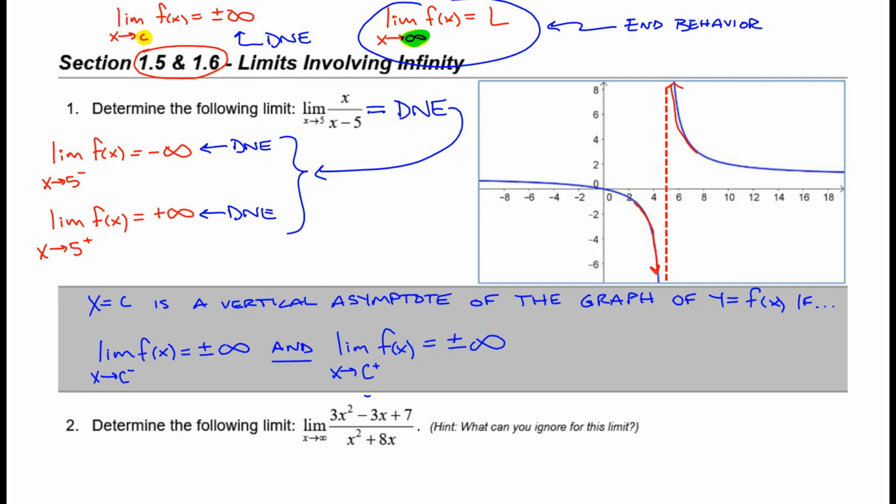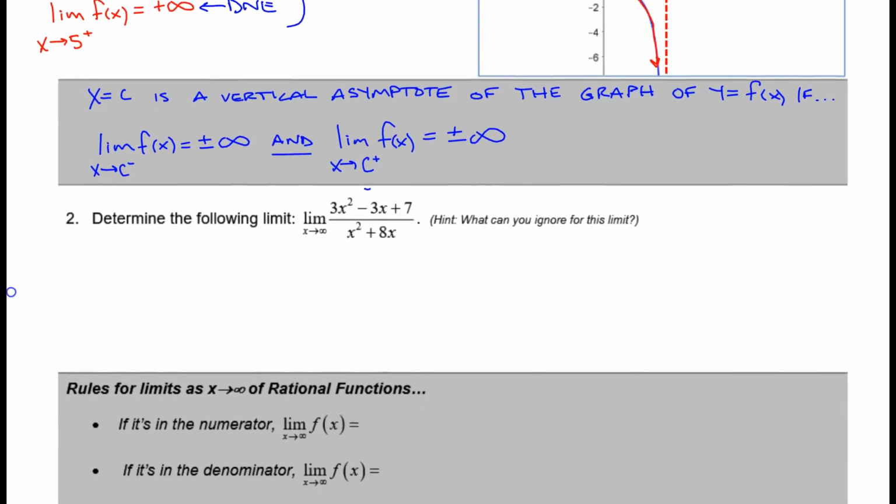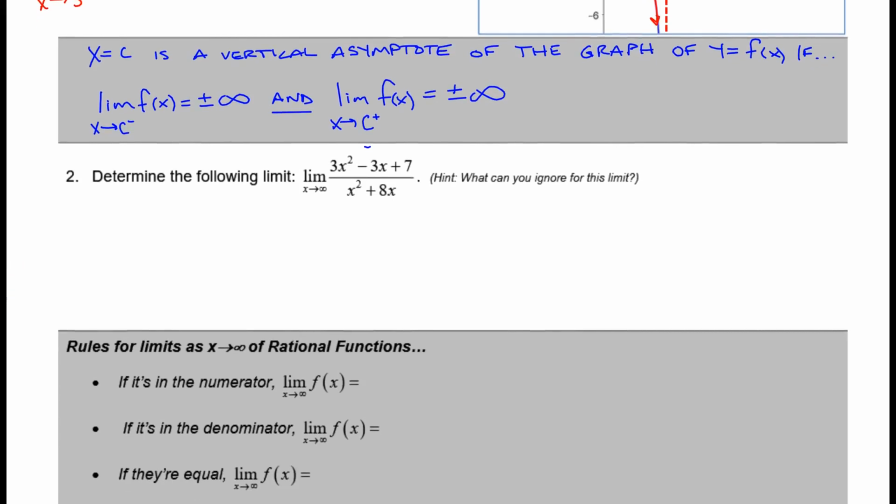Let's move on to big idea number 2, and we're going to look at that with an example. So I have a limit statement here. It says determine the limit of this rational function. I've got a quadratic, three-term trinomial in the numerator, and I have a two-term quadratic binomial in the denominator, and I'm looking for the limit of that as x goes off towards infinity.